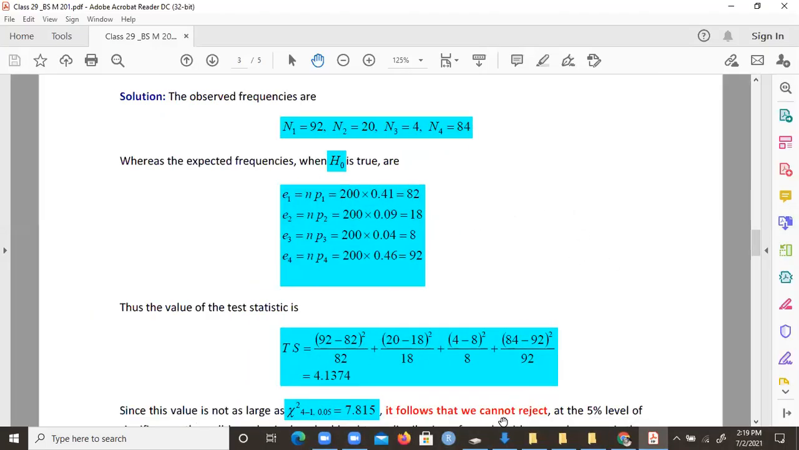I hope you are able to see my screen. I'm enabling the chat box, so please write your roll numbers in the chat box.